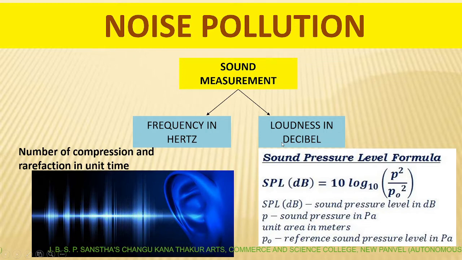Sound can also be measured in terms of decibel. Decibel gives us an idea about the loudness of sound. The decibel unit can be calculated by using the sound pressure level formula. In the sound pressure level formula, we use a logarithmic equation and thereby we calculate the sound pressure by comparing it with a reference pressure.